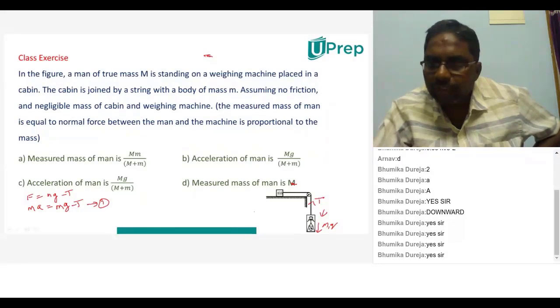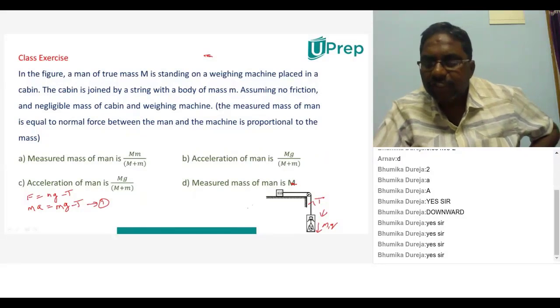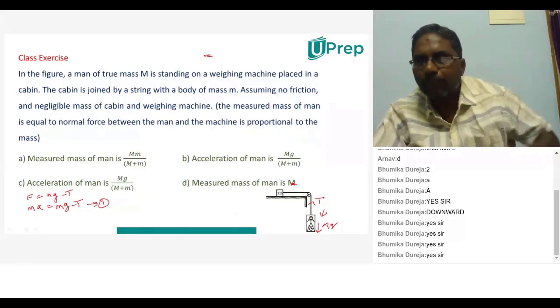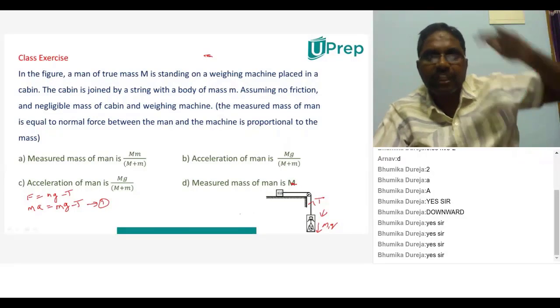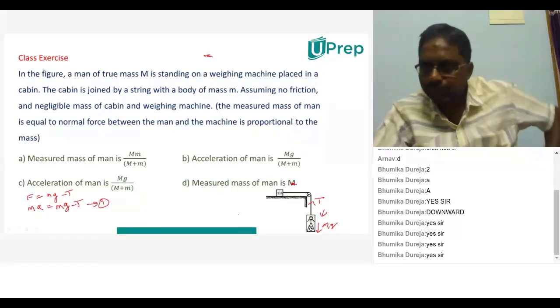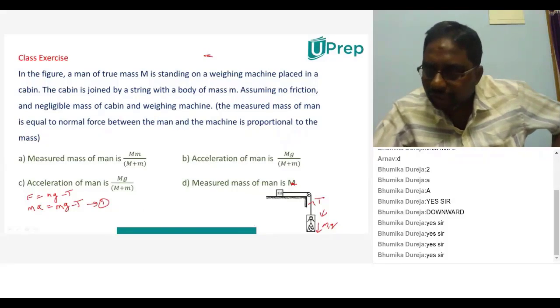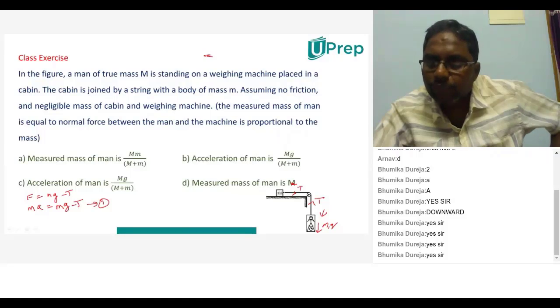Now here, whatever tension is there, that tension only will pull this particular object which is up on the table. So the tension will act in this direction. That T, whatever is there, will pull this particular object. So let us consider this mass. It is not given clearly here. It is the mass small m.